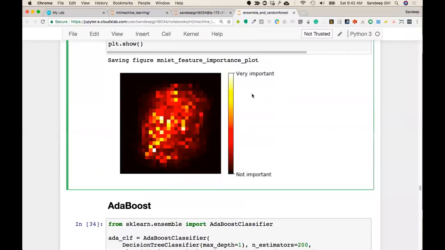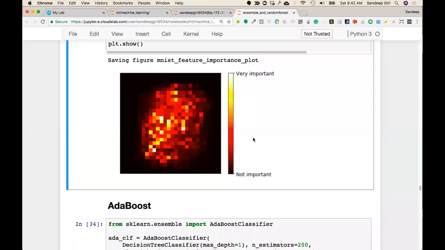So you can see that the ones that are white, those features are most important, and the ones that are black are not important, which means the pixels here did not have any impact at all. While this pixel and this pixel have the highest amount of impact. So you can see very clearly the meaning of the feature importance.